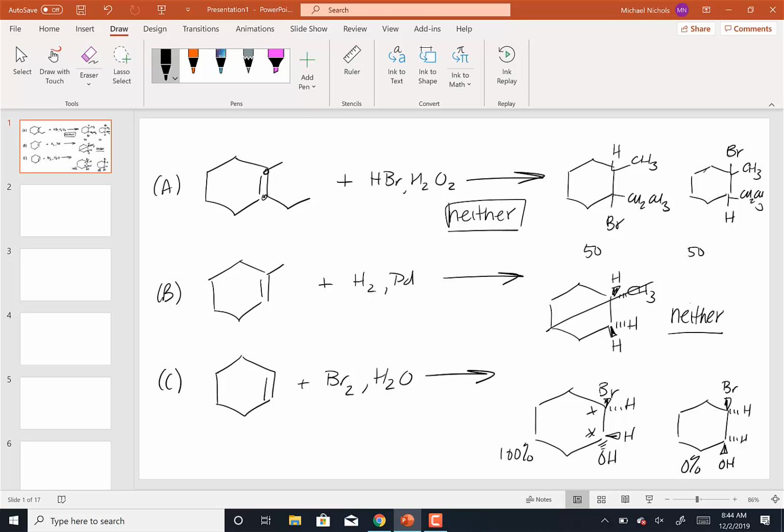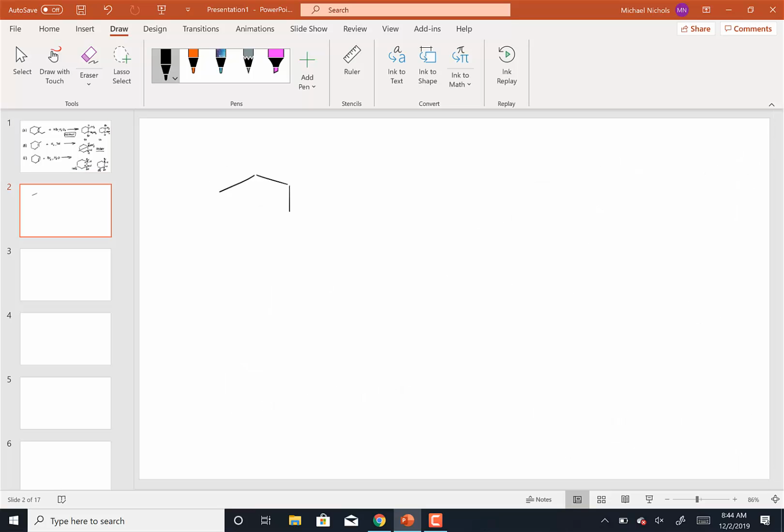If I change this problem, though, let's say I put an ethyl group on the double bond, and now I add Br2 and H2O. Now I'm going to look at this and say, okay, what am I adding? I'm adding a Br and an OH.